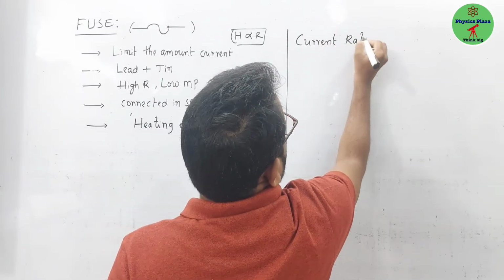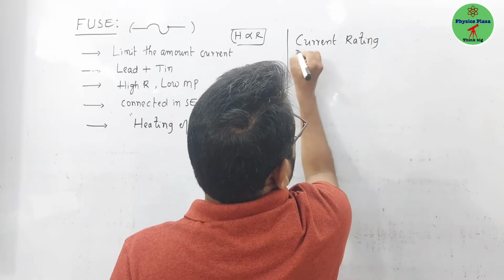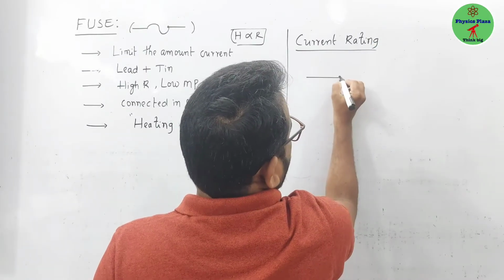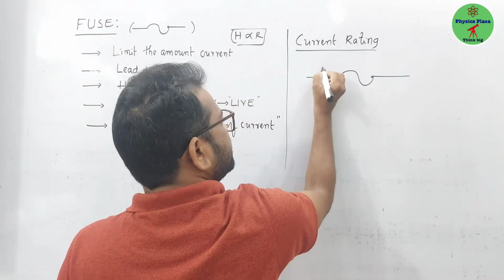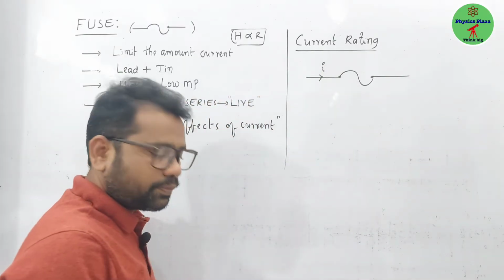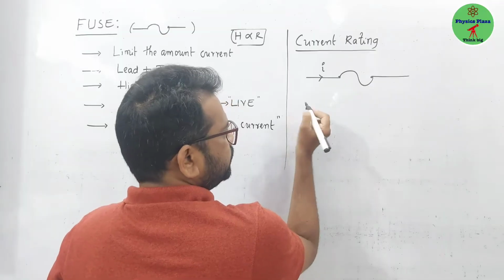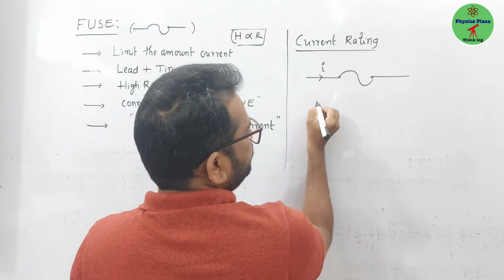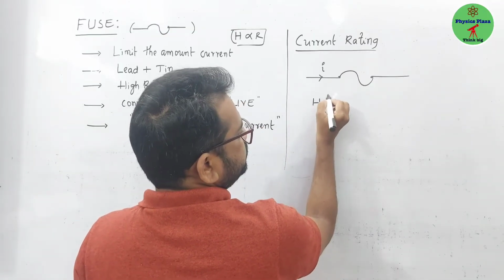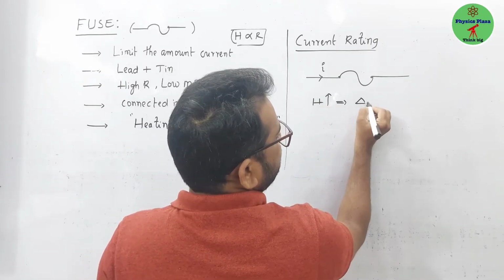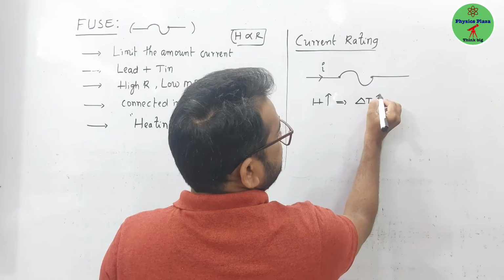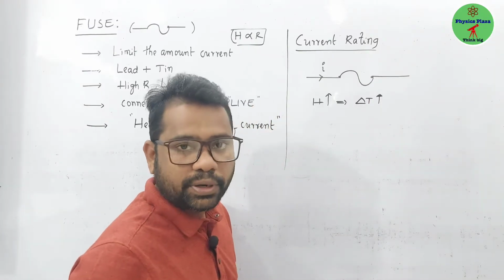Children, it's very important to understand current rating. So let us take a fuse wire. It has some resistance through which current is passing. Definitely, whenever current is passing, obviously some heat is produced. Whenever heat is generated, definitely there is a change in temperature, a rise in temperature I am talking about.